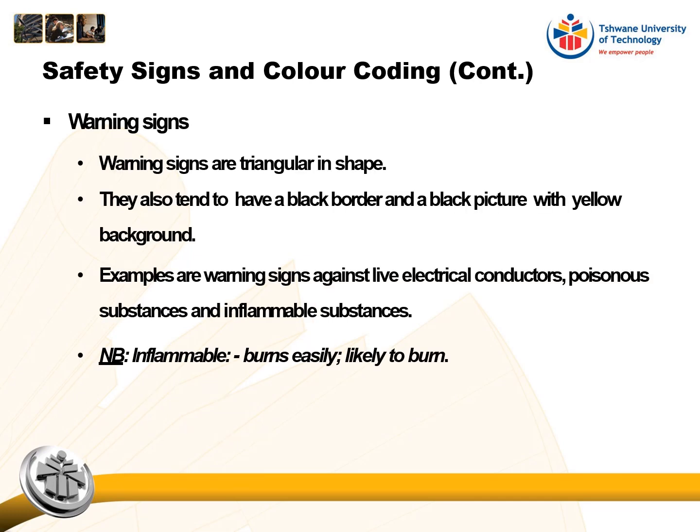Warning signs. Warning signs are triangular in shape. They also tend to have a black border and a black picture with a yellow background. Examples are warning signs against live electrical conductors, poisonous substances, and inflammable substances. Inflammable substances means that it burns easily or it's likely to burn.